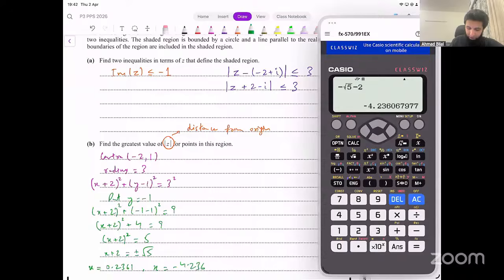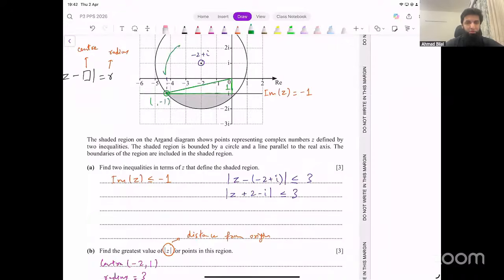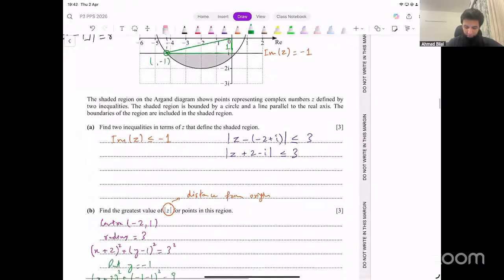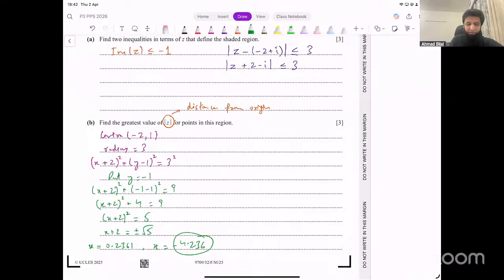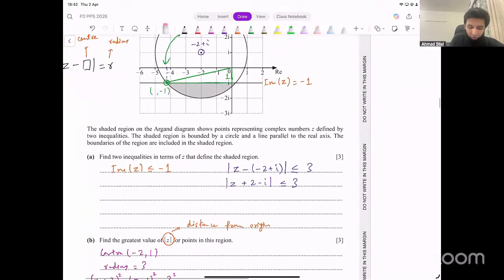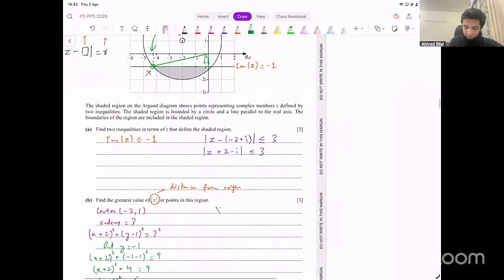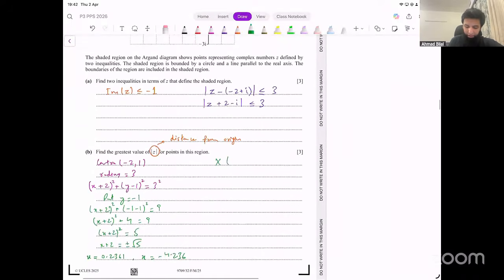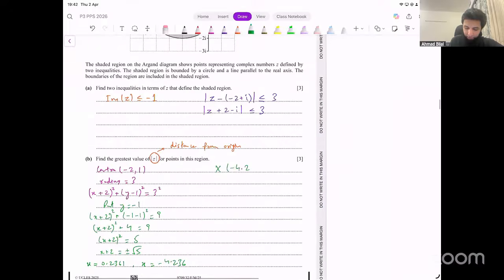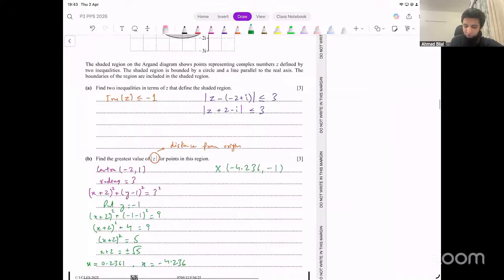Now, which one of these is relevant for us? The x coordinate is negative here. So the minus 4.2361. So that means we now know this point that we had here. Let's call this point X maybe. What are the coordinates of that point X now? The coordinates of the point X therefore are negative 4.236 and the y coordinate that was negative 1. So we've got that point.